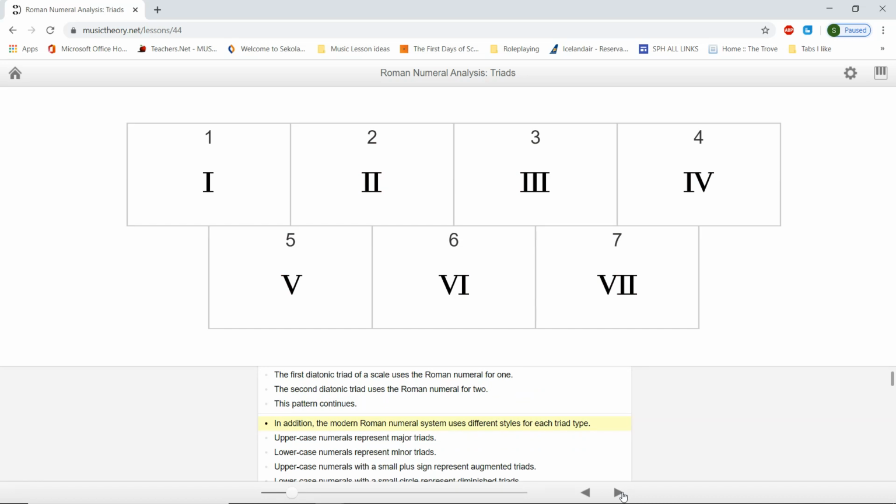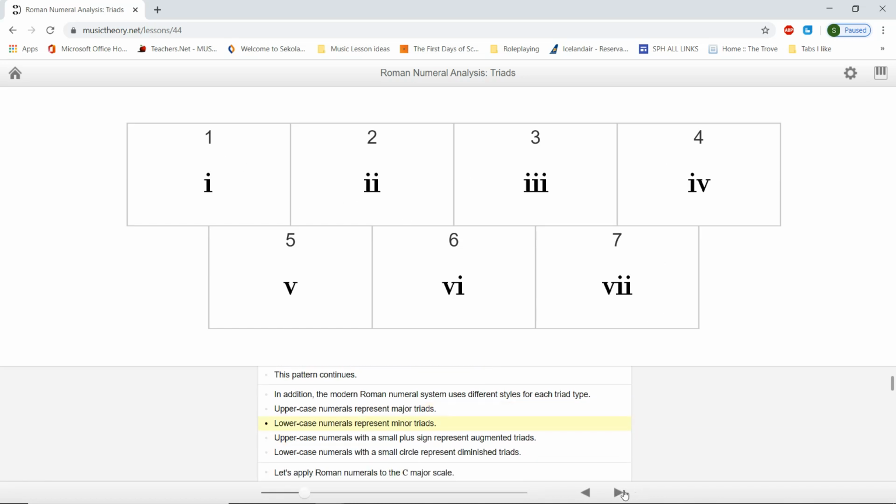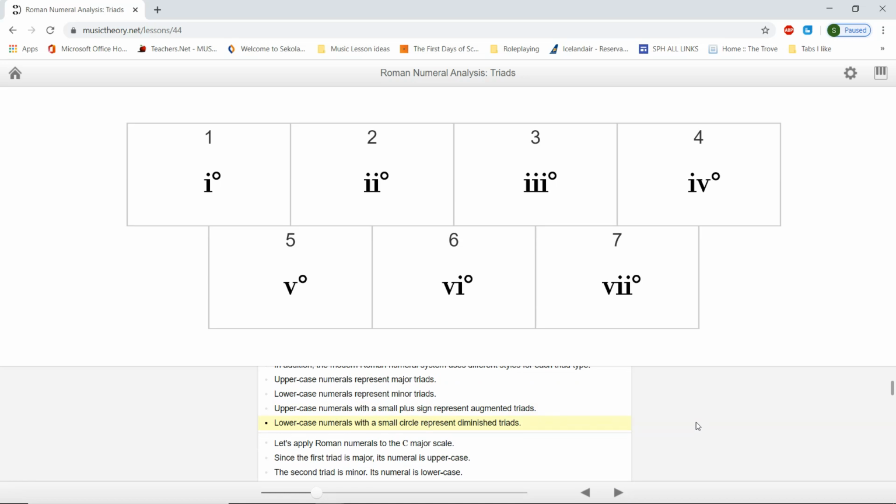Now, the Roman numeral for each triad type changes. So major triads in a major key are all going to be capital. If it's a minor triad, it's going to be lowercase. If it's augmented, it will have the major sign plus a little plus sign. And then diminished chords will be a lowercase with a circle.